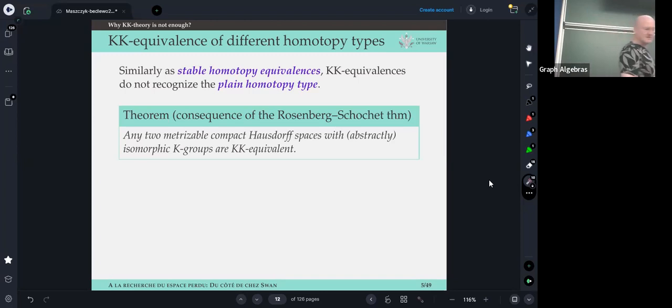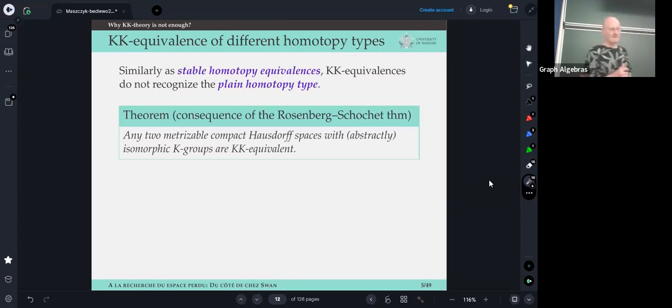Even worse, there is a theorem, which is a consequence of the Rosenberg-Schochet theorem, that any two metrizable compact Hausdorff spaces whose K groups are abstractly isomorphic, and you saw in Francesco's talk how different spaces having the same abelian groups, even Z2-graded abelian groups of K theory, could be, are already KK equivalent. So KK equivalence means simply an isomorphism in the KK category.